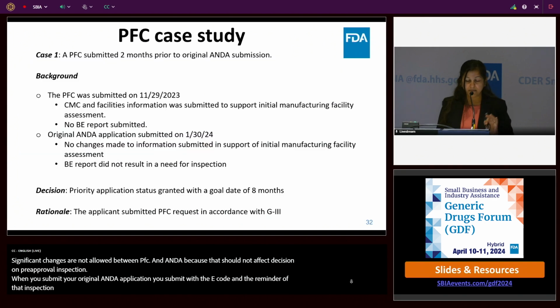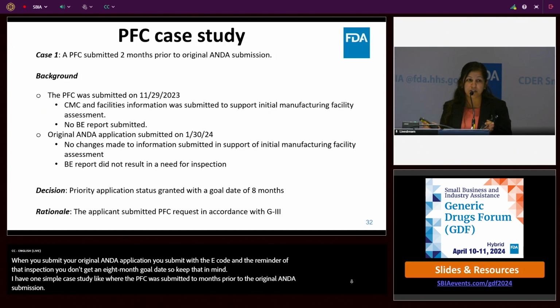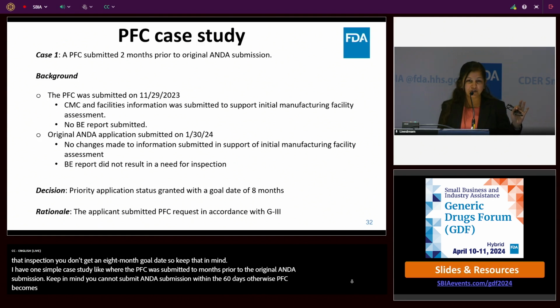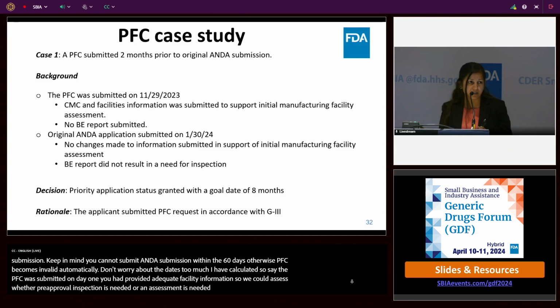So I have one simple case study, where the PFC was submitted 2 months prior to the original ANDA submission. Now keep in mind, you cannot submit the ANDA within those 60 days. Otherwise, the PFC becomes invalid automatically. Don't worry about the dates too much, I have calculated them. So say the PFC was submitted on day 1. You had provided adequate CMC facility information so that we could assess whether a pre-approval inspection or a regulatory remote assessment is needed. We determined in OPMA that, oh no, we don't need any pre-approval inspection.